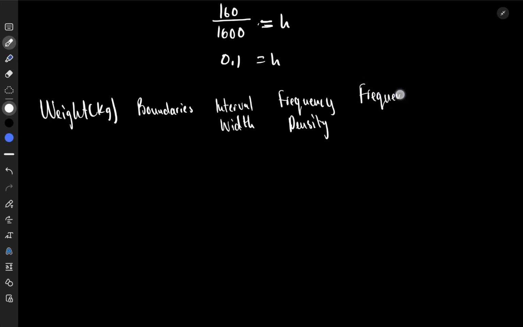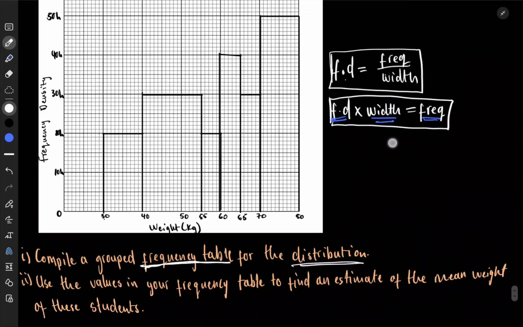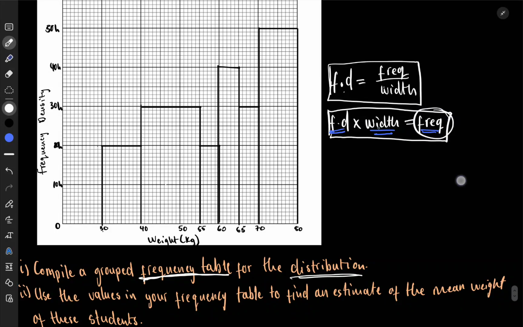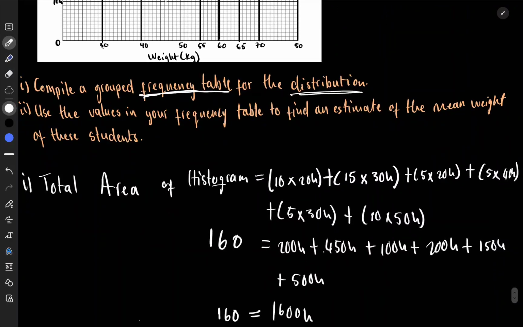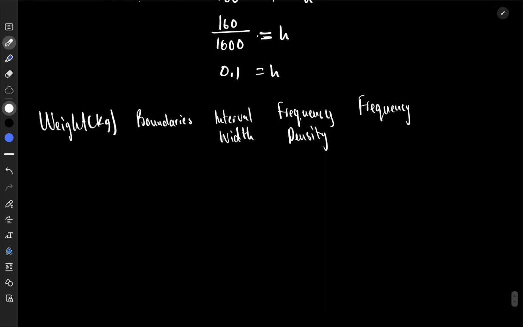Because you say to me, why did we do this? Because frequency is equal to, here is the formula, go back to the formula: frequency, which is what you want, is frequency density times the width. What we have just done is so that we can get the frequency density. Then we can multiply by the width to get the frequency itself. Don't ever forget that. The whole reason we did this H thing was to get the frequency density. Now, if we know the frequency density, we can get the frequency. So let's now put it.